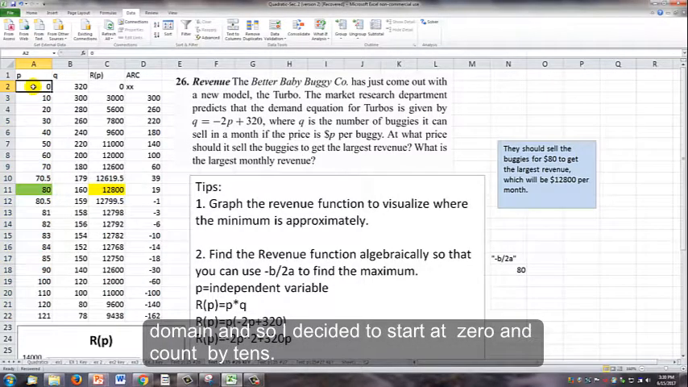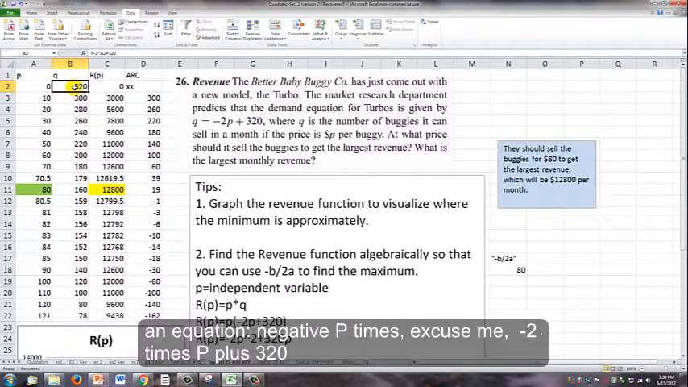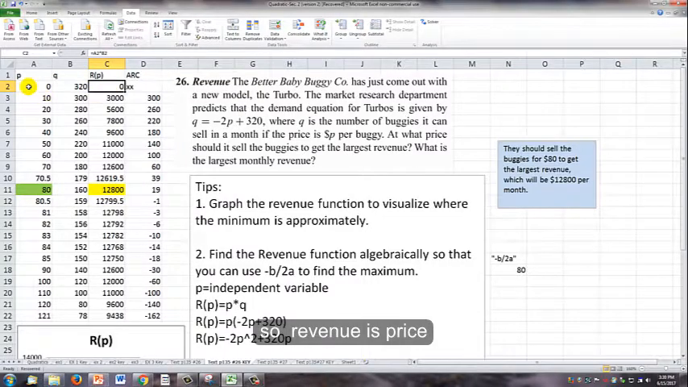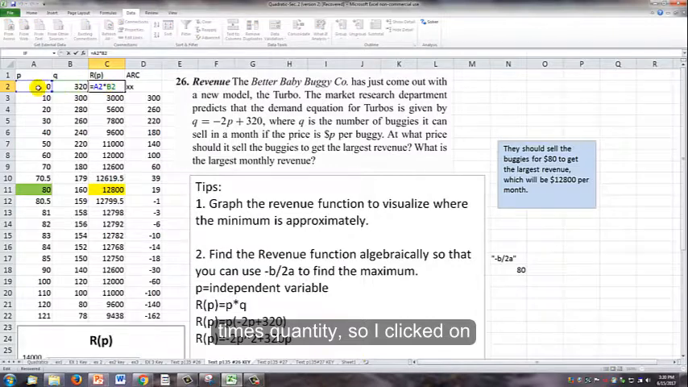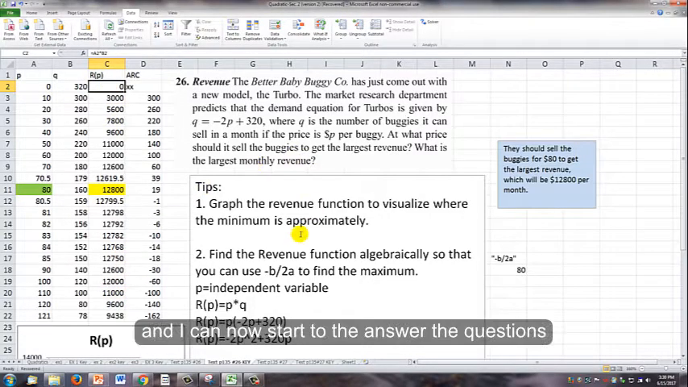And so I decided to start at 0 and count by tens. And then Q, quantity, is an equation, negative 2 times P plus 320. I drag that down. And then my revenue function, I just built it using Excel. So revenue is price times quantity. So I clicked on equals A2 times B2 and drag that down. And I can now start to answer the questions.